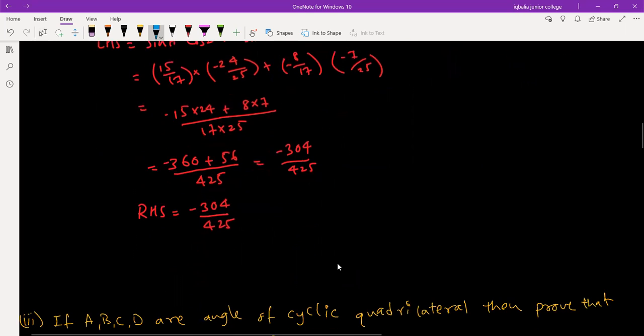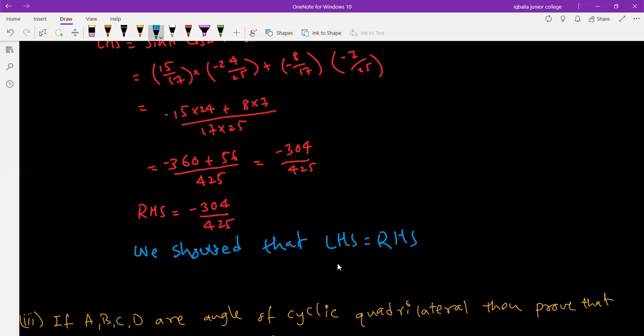So here we showed that left hand side is equal to right hand side.